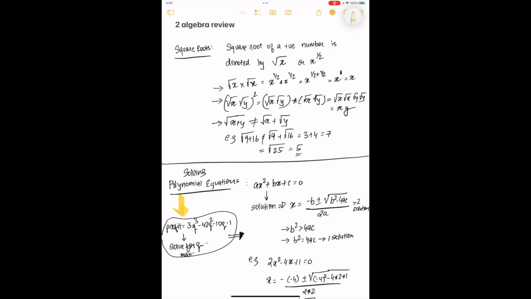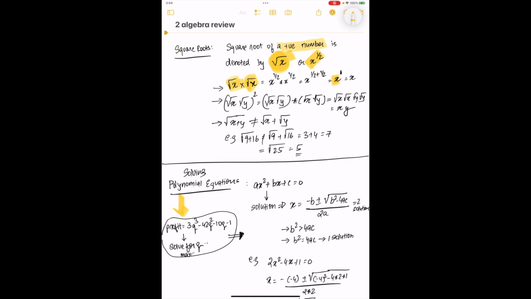Learn about square root. For a positive number, the square root of x is denoted by this square root sign, or it's nothing but the same as x raised to the power of 1/2. So square root of x times square root of x is equal to x.